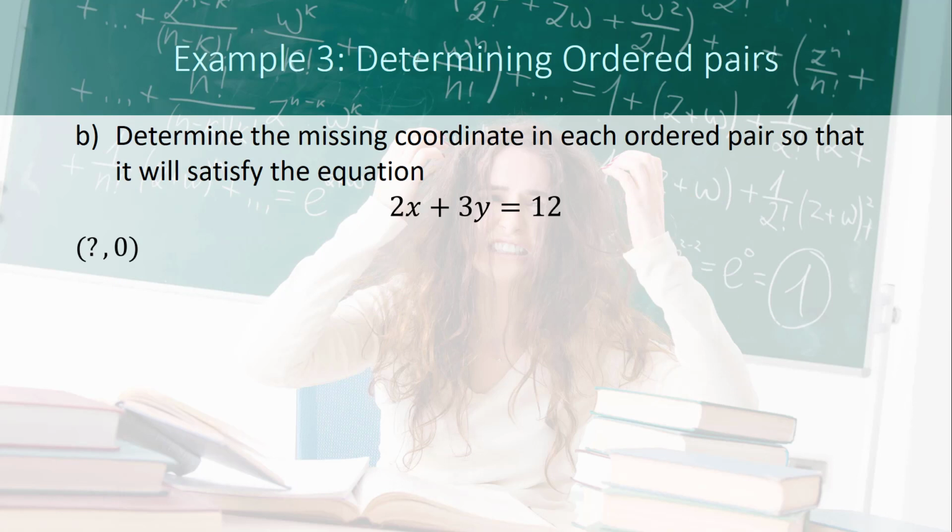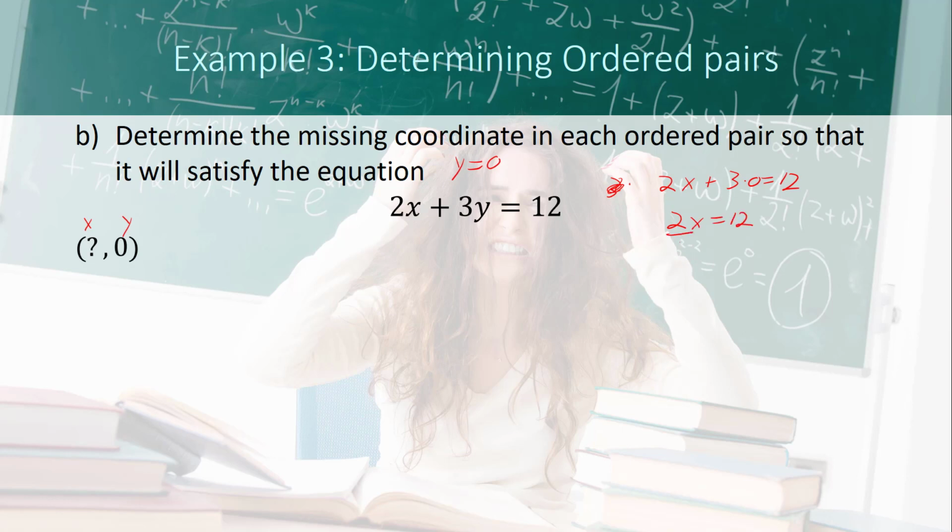Okay, our last part of this problem is this. Determine the missing coordinate in this ordered pair that will satisfy the equation. Now this time we are given y, and y happens to be equal to 0. So now we want to substitute in for y and solve for x. So we're going to let y be equal to 0. We put that in, and we will have 2x plus 3 times 0 is equal to 12. Well, 3 times 0 is 0, so we have 2x is equal to 12.